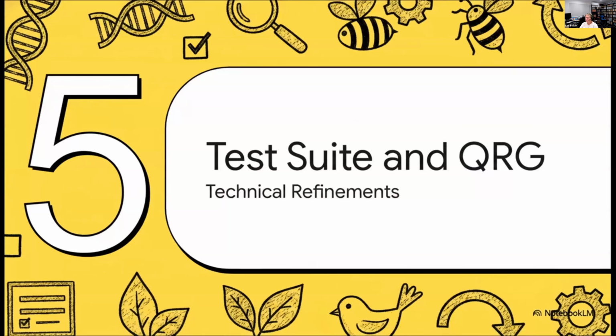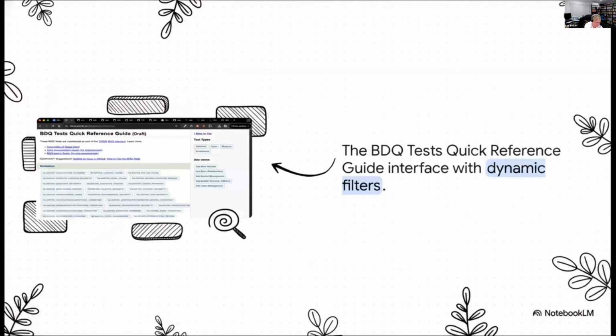Okay, let's look at the functional refinements we made to the test suite and the quick reference guide. For the quick reference guide, we made things incredibly fast. We slashed the long introductory preamble so you can get straight to the content. And we added dynamic filters. Now you can instantly filter by use case and test type or browse alphabetically in seconds.